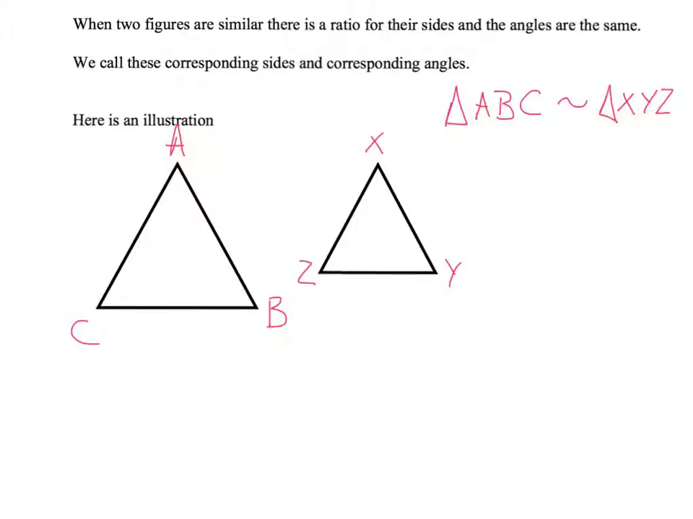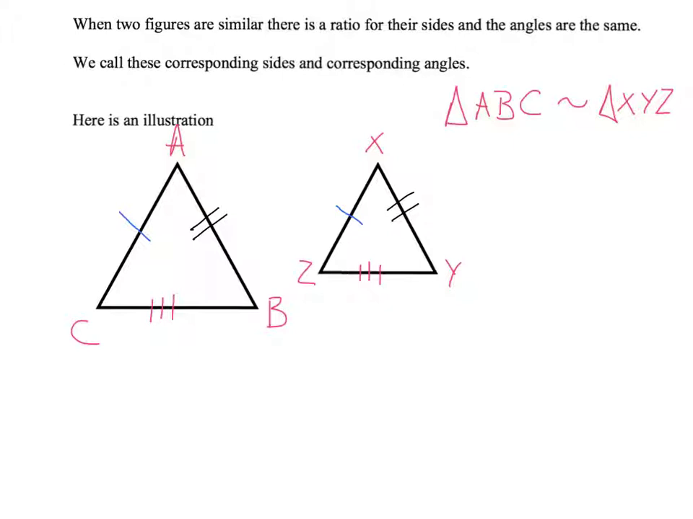I will first show the corresponding sides. We see that the side here for AC is similar to the side for XZ. Notice I drew just one line. For side AB, I would notate that with two lines, that is similar to XY. And you can probably already figure out what side BC would be. We can do that with three lines, and that is similar to side YZ.